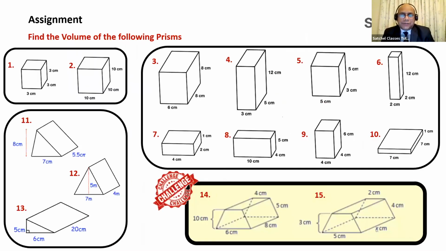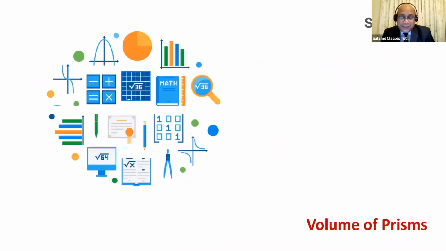Well, that brings us to the assignment for this session. If you look at each of these questions, we have grouped them into different prisms. The first two questions are pertaining to cube. The next 8 questions are pertaining to cuboid. Then 11, 12, and 13 are triangular prisms. And the challenge questions 14 and 15 are trapezium based prisms. Now that you know how to find the volume of the prism, you can find volume of each of them fairly easily, right? Well, that's the end of today's session.